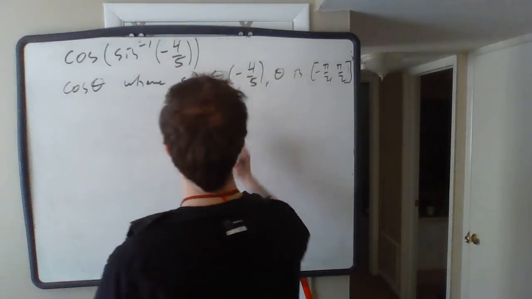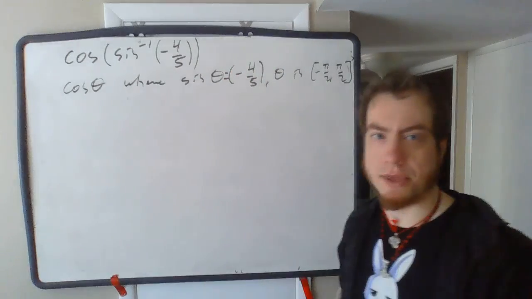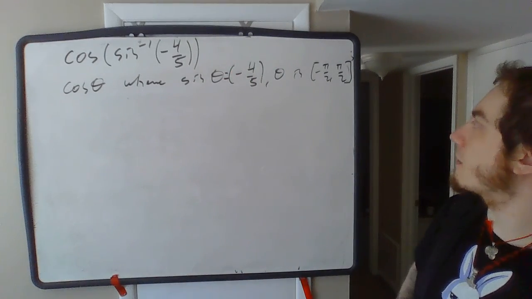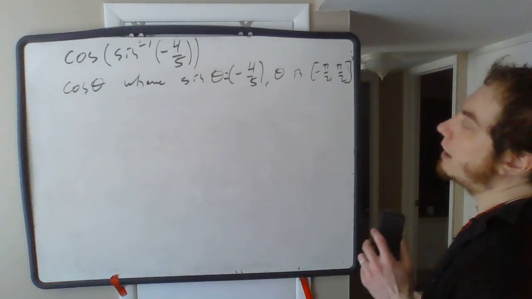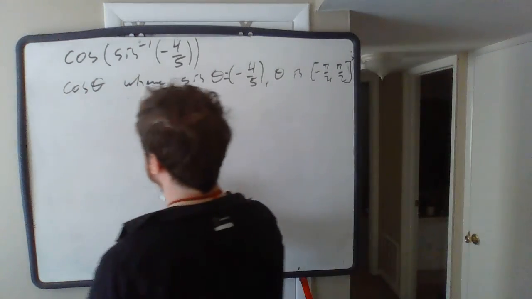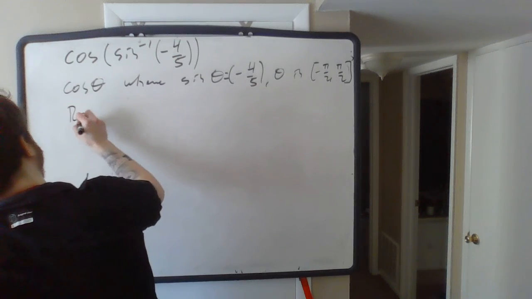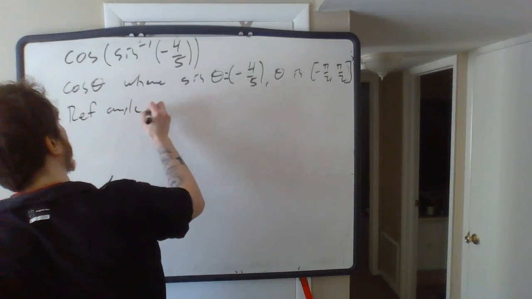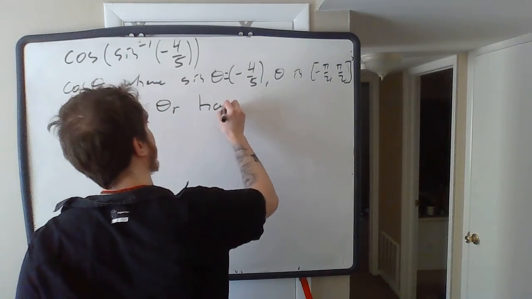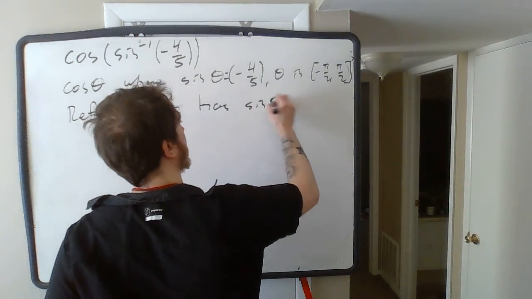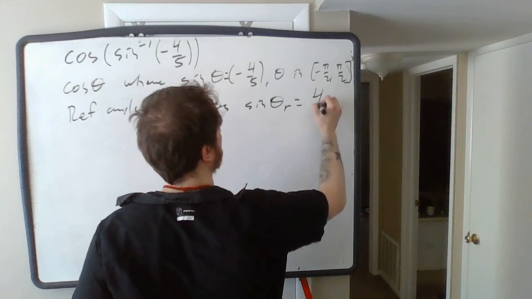Now, sorry, there's no equal sign there. I should say sine theta equals -4/5, not sine of theta times -4/5. What I'm going to do is say that this means that the reference angle, theta reference, has sine of theta reference equals 4/5.